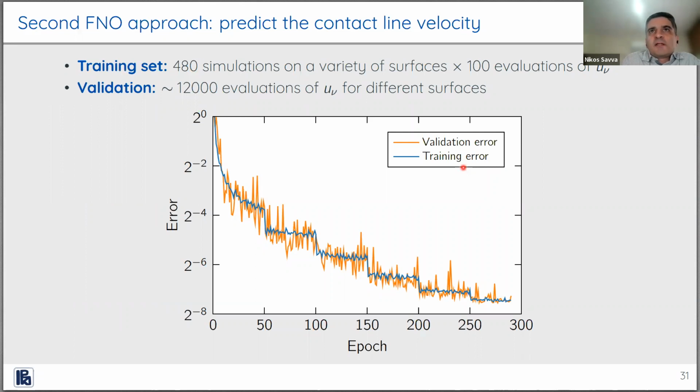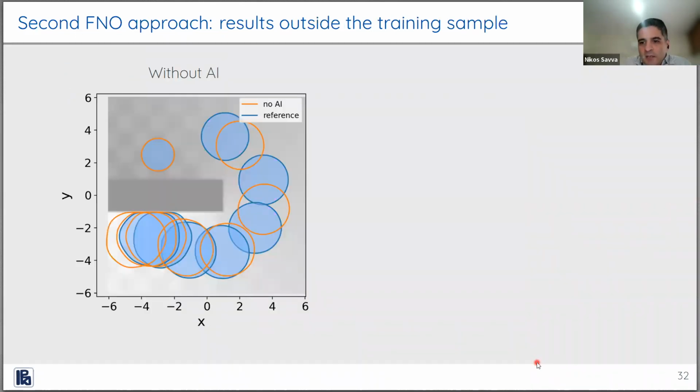Here, this is the training and validation we have done. We use a much smaller training set, 480 simulations on a variety of surfaces, and we evaluate the contact line velocity at random times, because time does not appear explicitly in this context. And for validation, we used different surfaces and we evaluate the velocity at 12,000 times. Here these are the training and validation errors, with a variable learning rate. So this is coming to an end.